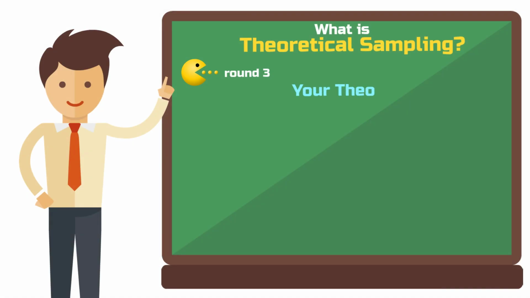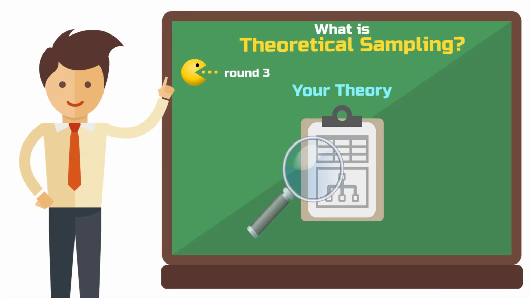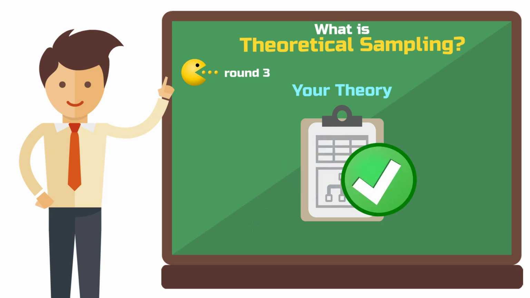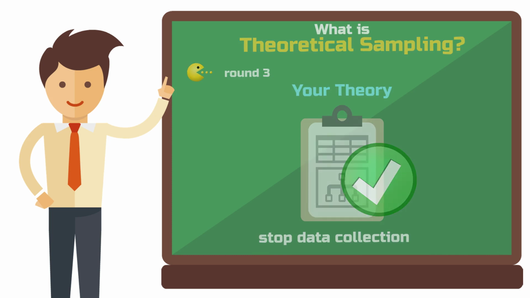Now, your mini theory looks quite solid, but have you overlooked something? After speaking again with 2 employees, they couldn't tell you anything new. Your theory seems accurate. This is your cue to stop data collection.